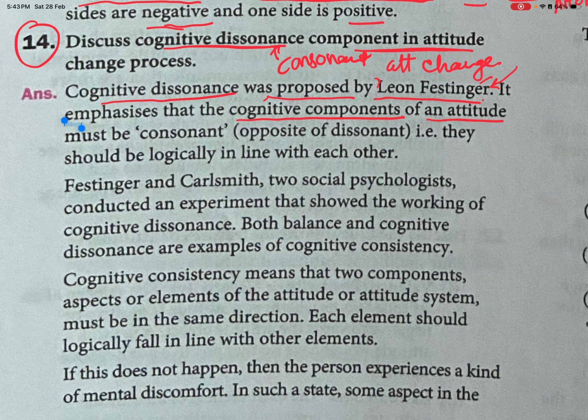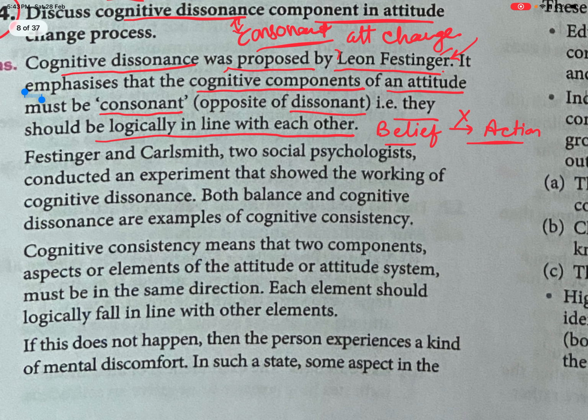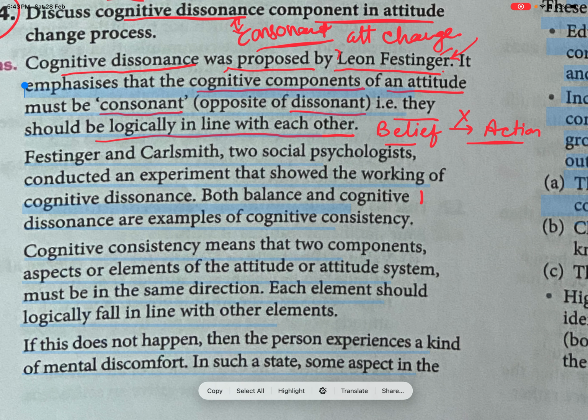It emphasizes that the cognitive component of an attitude must be consonant, right? So consonant is the opposite of dissonance. I will explain that is they should be logically in line with each other. Like for example, if you believe in something, you have a certain belief and your actions are not in line with your beliefs, right? So your actions are not in line with your beliefs, then there is a cognitive dissonance. So I will give one example here. I have given that example in my video also.